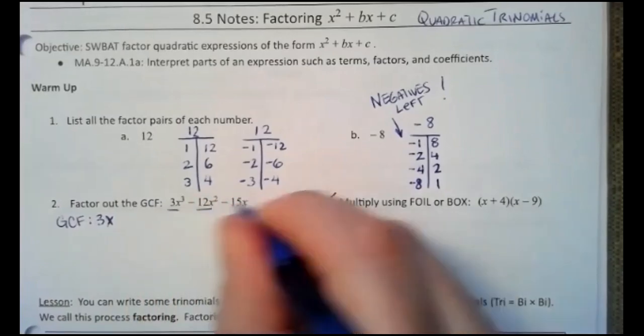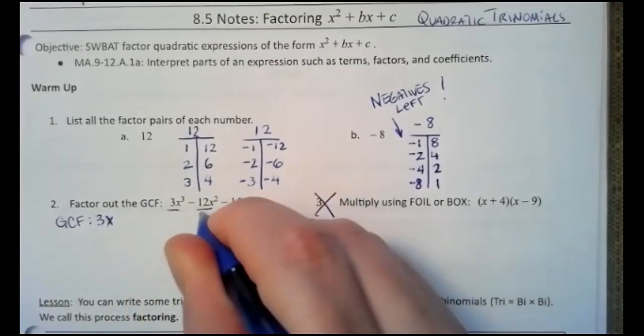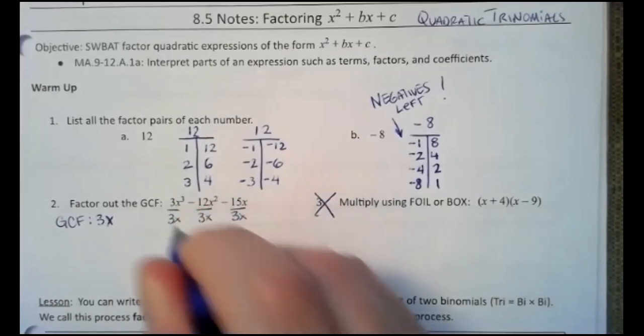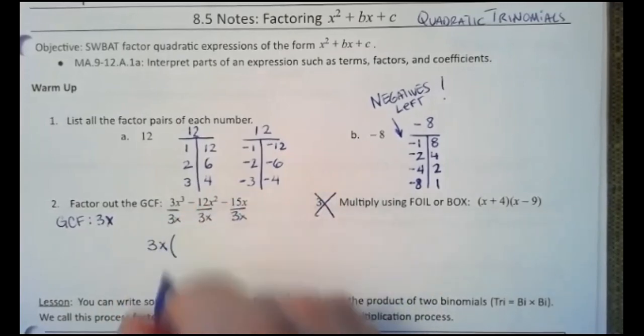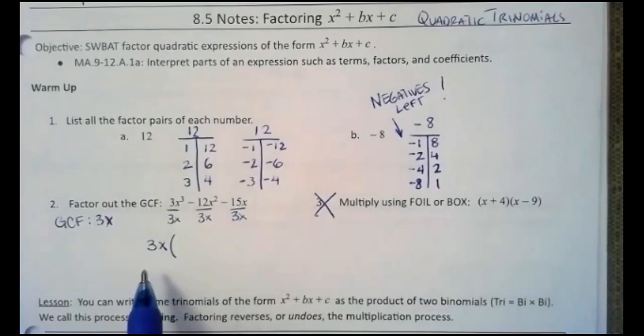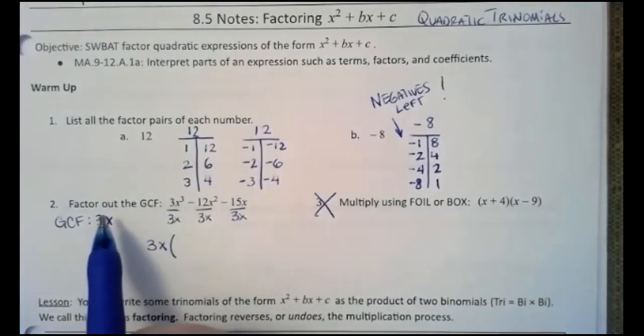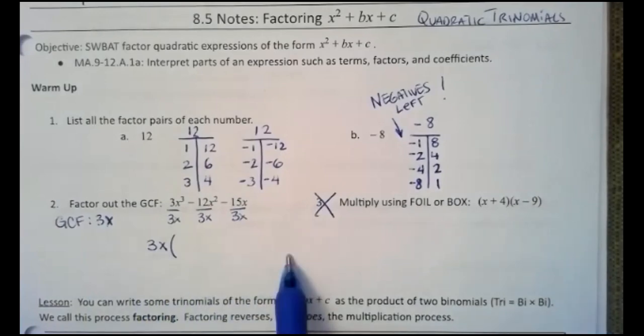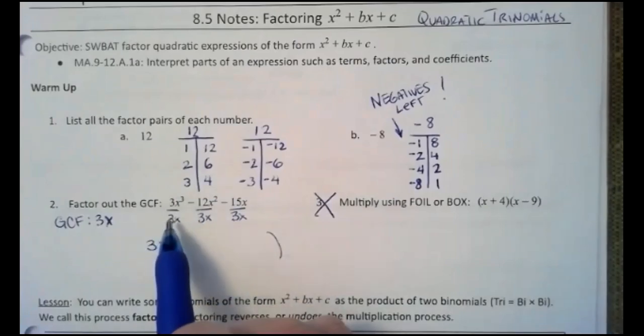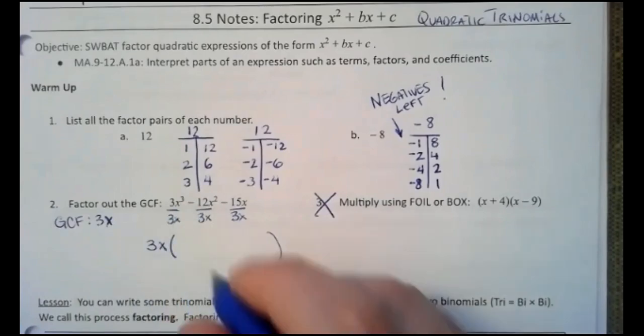What I told you to do, and was part of your quiz yesterday, is divide each of these by 3x, and you need to put the 3x on the outside. Factor something out means something is outside of a set of parentheses, and there's something more inside. Now we're going to reduce. 3 divided by 3 is 1. X to the third divided by x is x squared.